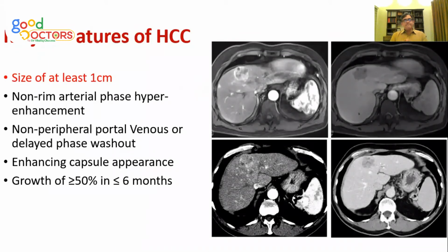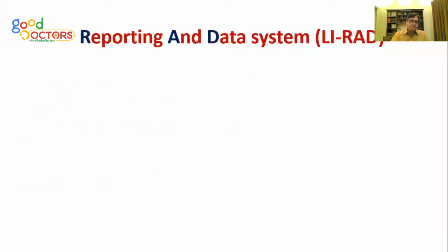Now on CT scan, these are the 4 cardinal features which are specific and very sensitive for hepatocellular carcinoma, provided the size of the tumor is more than 1 centimeter. One is arterial phase enhancement. Second is delayed venous phase washout. The third is enhancing capsular appearance of the tumor. And the fourth is 50% increase in size in less than 6 months' time. These are the 4 features which help me in diagnosis.